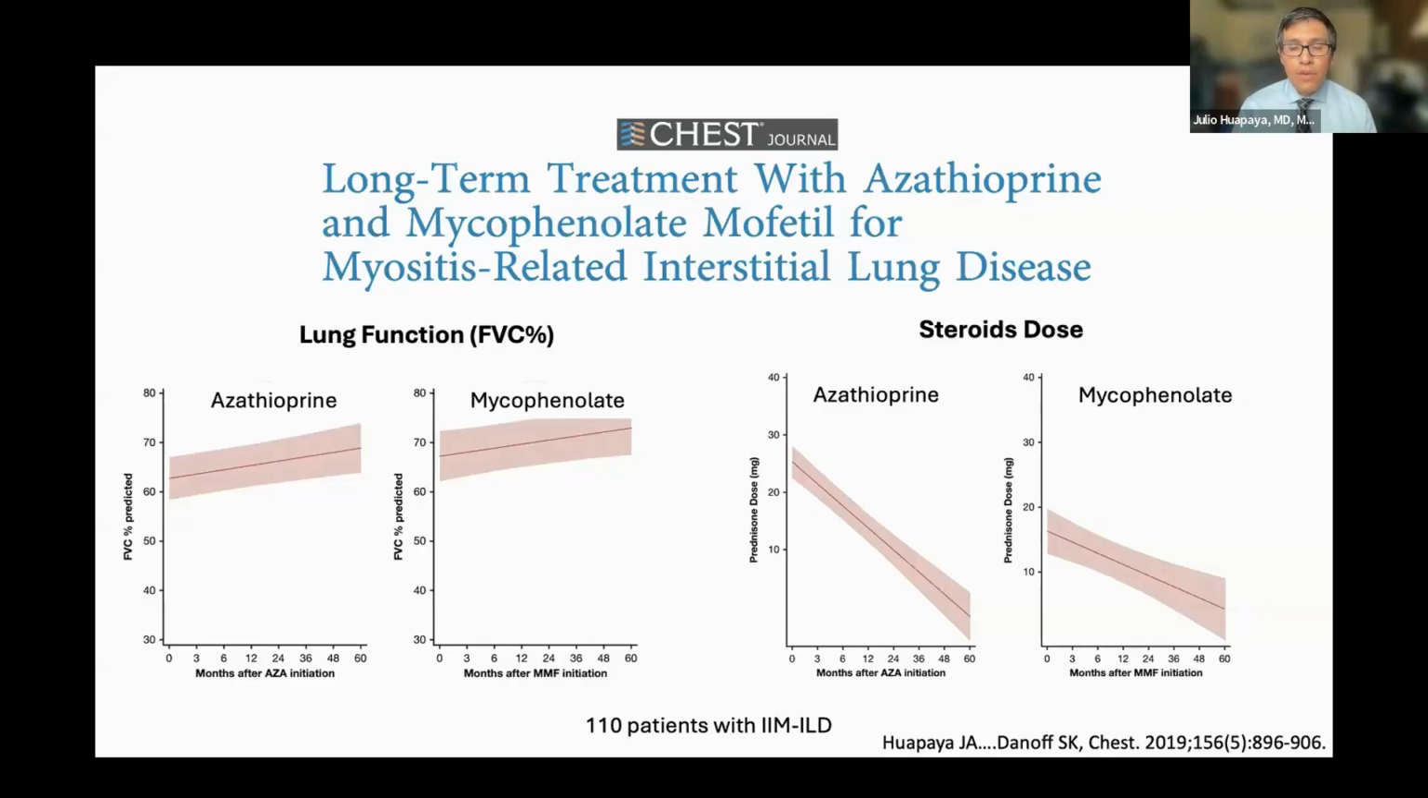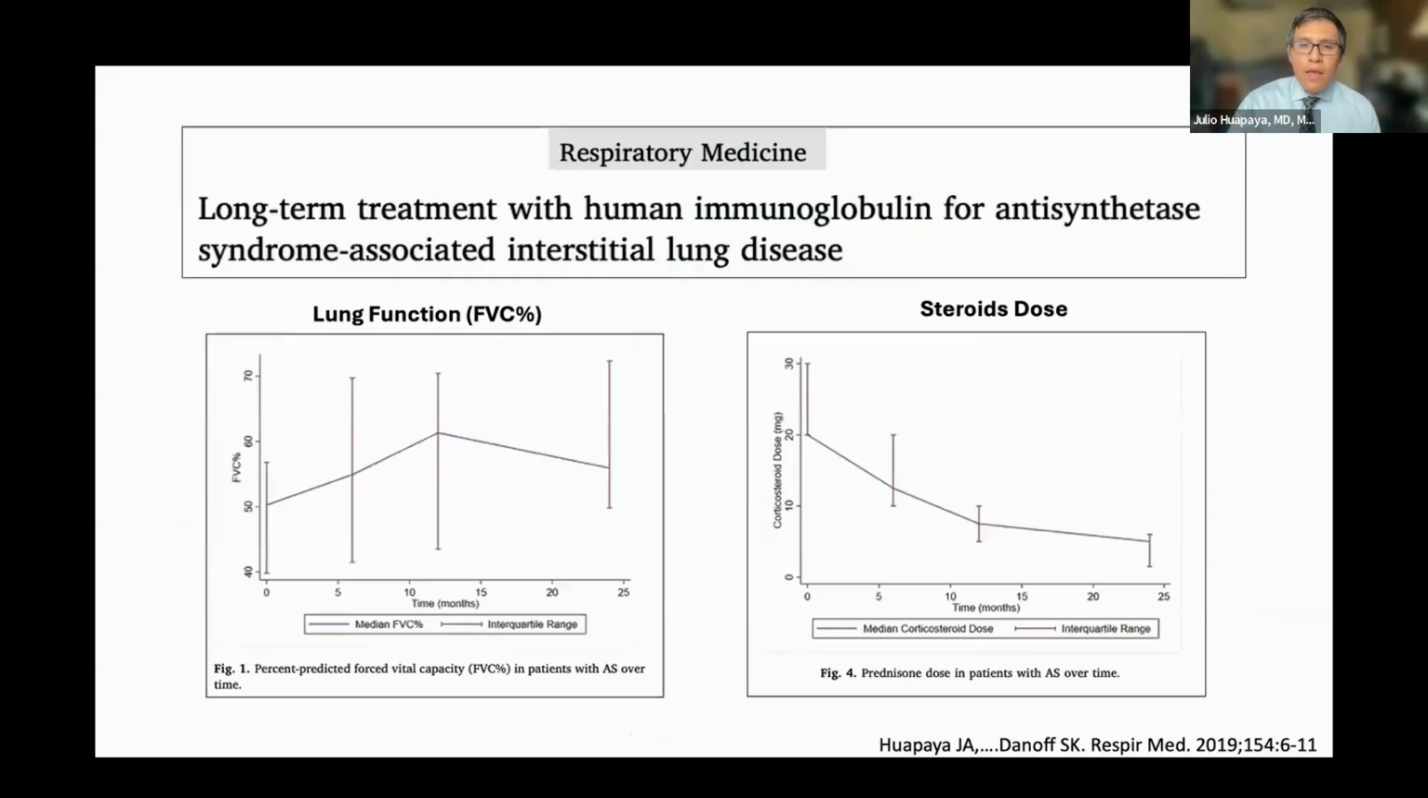And even though they're amazing at helping to reduce inflammation, we try to reduce the dose as much as we can. We also published a second study looking at the role of immunoglobulins specifically for patients with antisynthetase syndrome associated ILD. And we also saw that lung function improved in these patients. Now, most of these patients had already failed 3 or 4 agents, but we still were able to see an improvement in their lung function and a decline in steroid dose use.